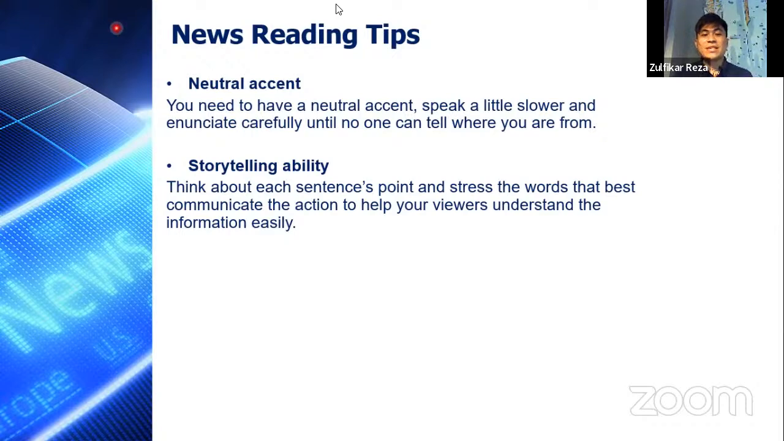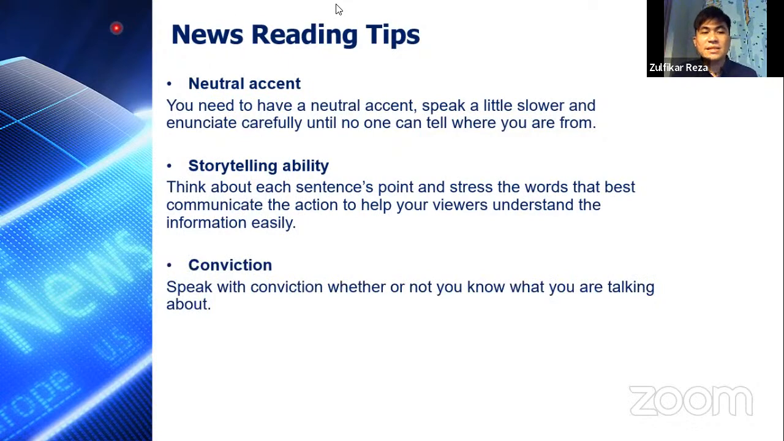100%. Yeah, that's correct. So when you're talking to other people, like the previous slide that we saw with the teleprompter, we need to talk as if we're talking straight to the audience, right? We need to think about each sentence's points and stress the words that best communicate the action to help the audience understand the information easily. So you need to have the ability of just telling a story as if you're talking to us directly. Okay. Next one is conviction.